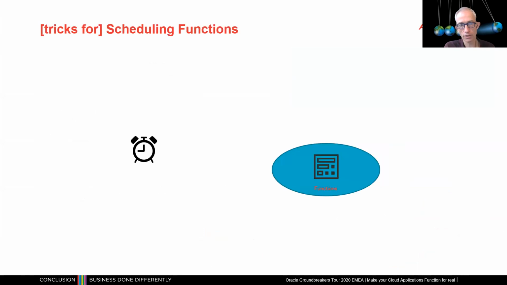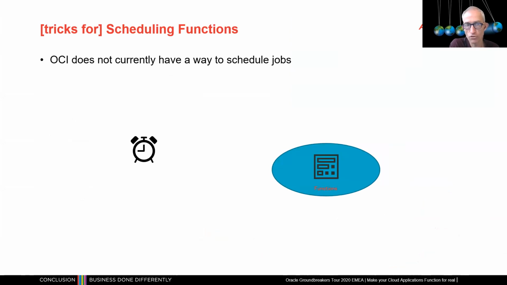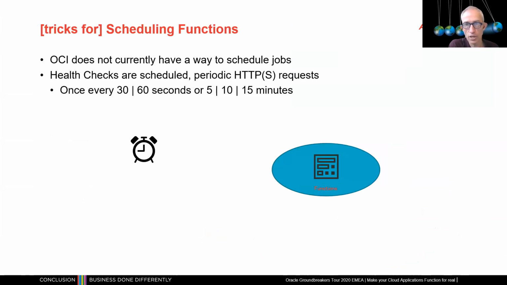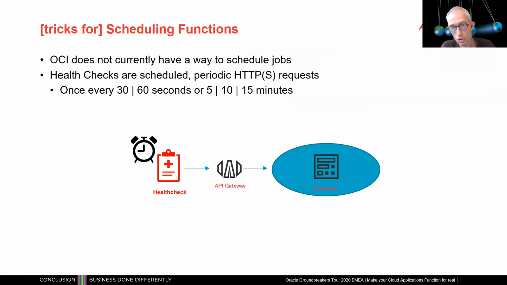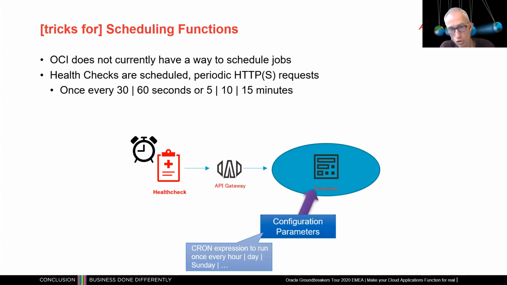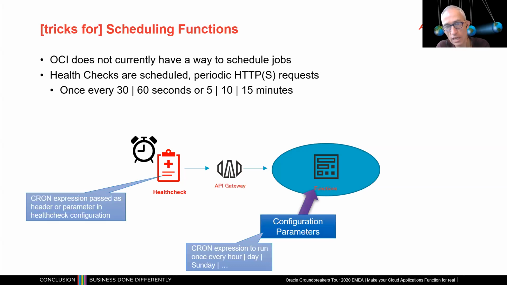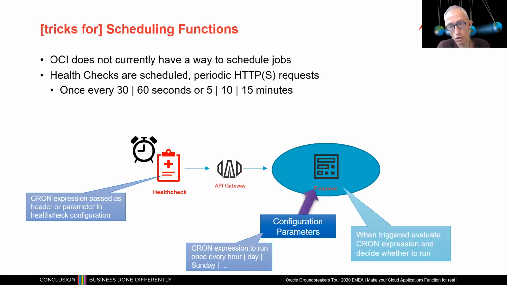Now, OCI does not support scheduling functions, and there are some tricks for still executing functions on some form of schedule. One way of implementing this trick is using the health check. The health check can make an HTTP request once every 30 seconds, 1 minute, 5, 10, or 15 minutes. Then it can call an HTTP request through the API gateway that will trigger a function. You could, as a configuration parameter, specify a specific cron expression for your function, and inside your function, inspect this expression and determine whether or not to execute the function. This cron expression could also be passed as a header or parameter in the HTTP request.